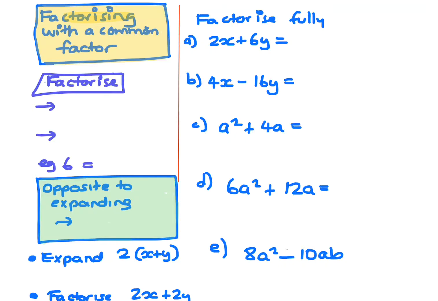Okay, we're just going to look at factorizing by taking out just a common factor. Now, the actual word to factorize, what that means in terms of algebra is you're finding the things that multiply to give that number. So to factorize means to find the factors of that algebra or algebraic expression.